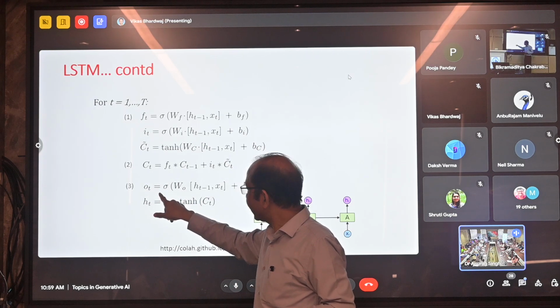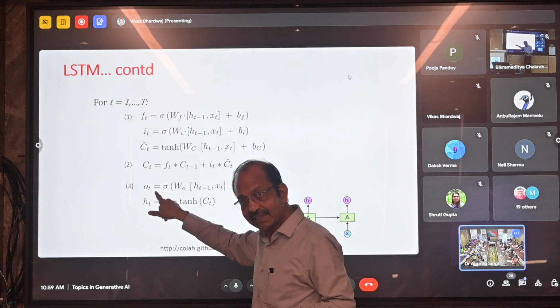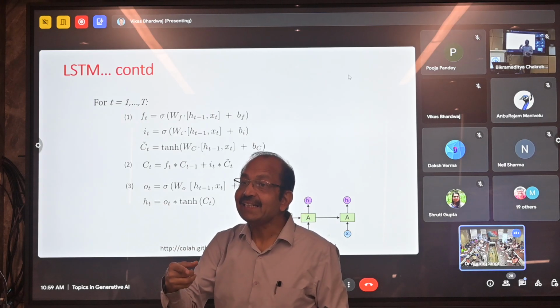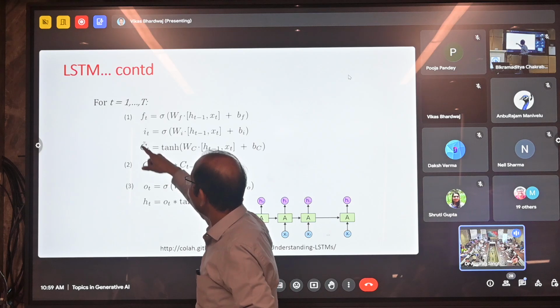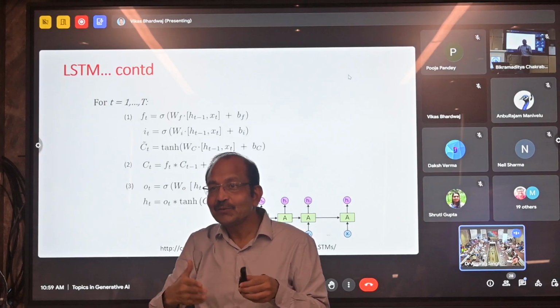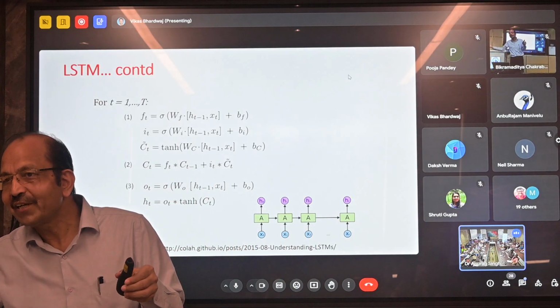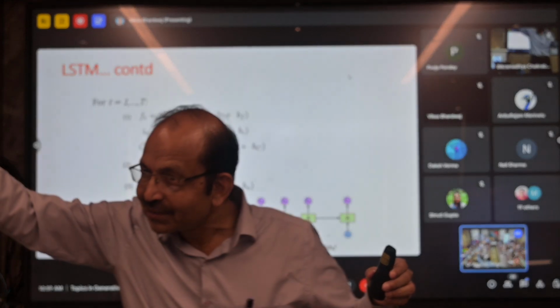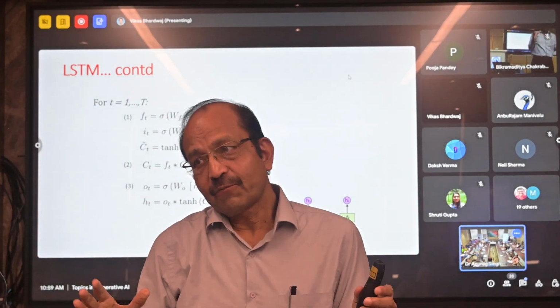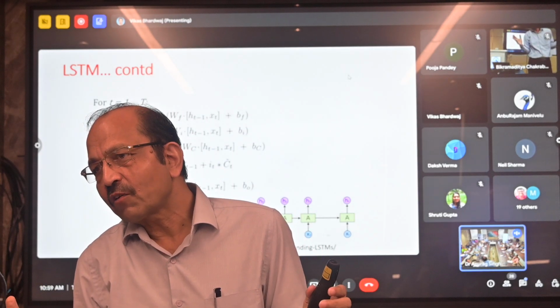Then you will know what the output at t equal to 1 is, and what the state at t equal to 1 is. Now, knowing this, can you compute at t equal to 2? So you can keep on unfolding, and after that you will be able to know the loss.